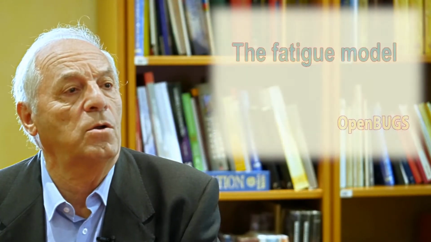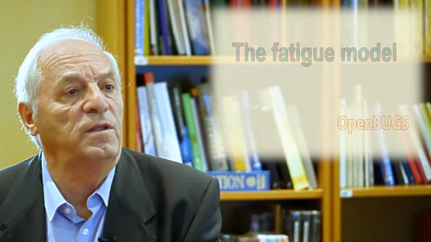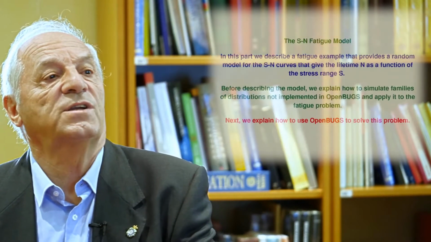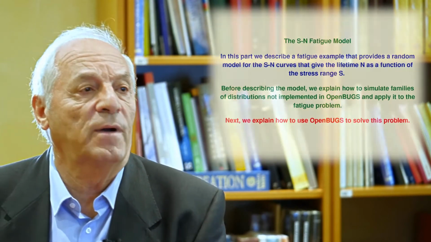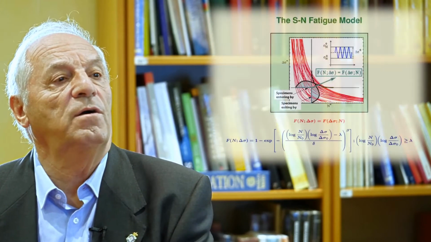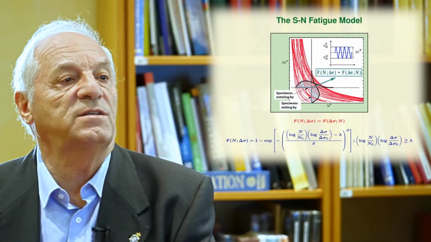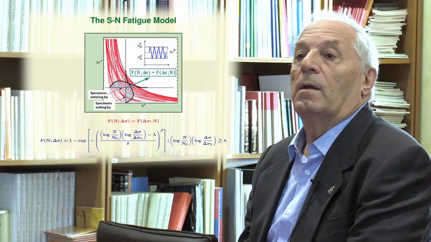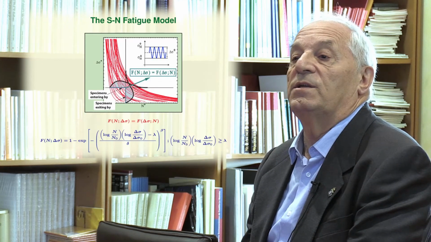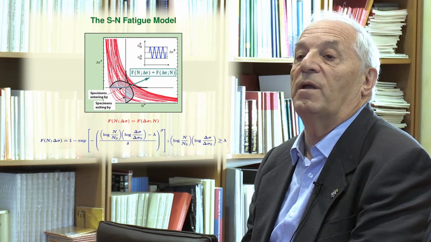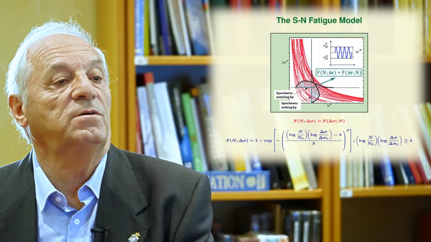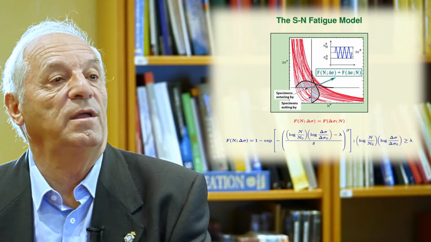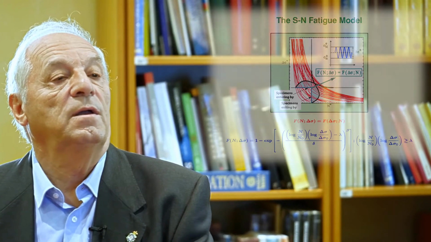The last course is dedicated to a fatigue model. We describe a fatigue sample that provides a random model for the SN curves that give the lifetime n as a function of the stress range S. This is the model. It is a random model which depends on 5 parameters, n0, delta sigma 0, delta, lambda, and beta, but we consider them random.